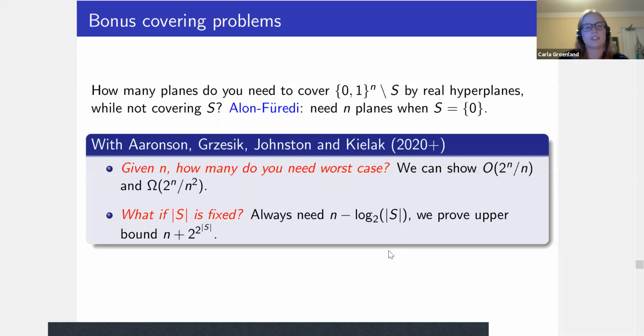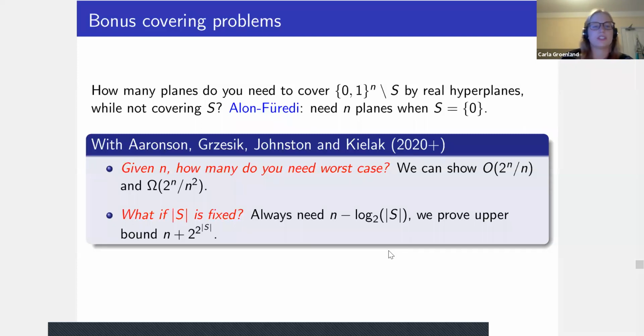If we just fix a number n and then allow S to be anything, then it's something between 2 to the n over n squared and 2 to the n over n. But we don't know which one of the 2 is correct, so that's still open. And also when the size of S is fixed: when we first started thinking about this, we thought, what if we remove 2 points? It's quite easy to see that in that case, the answer is n-1 planes. And then for 3 and 4, you can still quite easily determine it. It's n-1, and then for the last one, n-1 or n-2, depending on whether you remove a subcube or not.